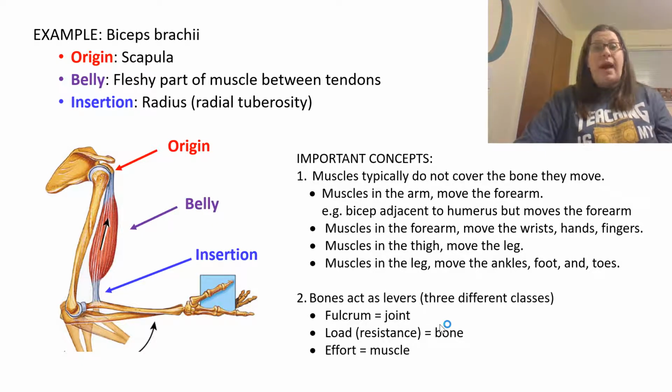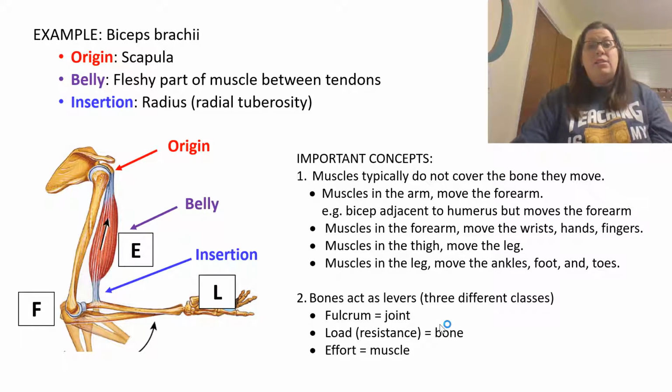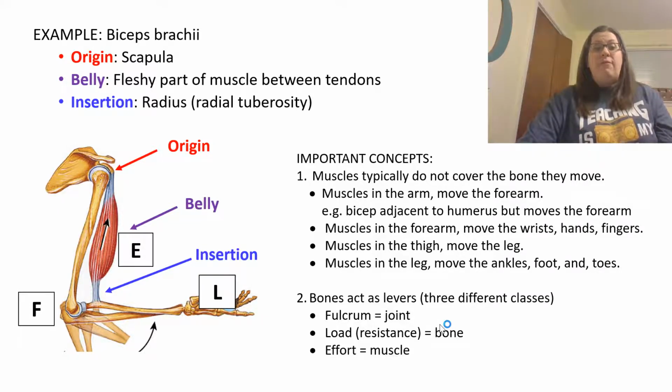Now, bones do act as levers. There are 3 different classes of levers, but when we look at a lever, it's going to have a fulcrum. This is going to be the joint. It's going to have a load, which is the resistance, in this case the bones. And then we have the effort, which is the muscle. The muscle has to put forth effort in order to move the load, and it can only move the load due to the fulcrum that's there, the joint that's created.